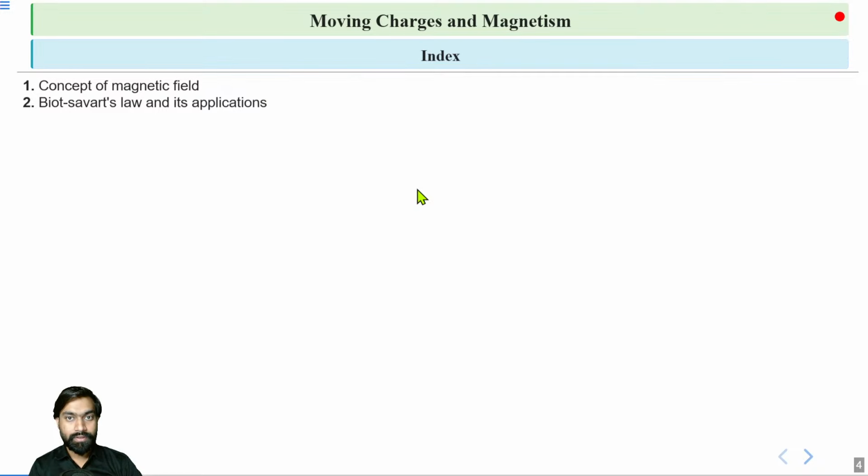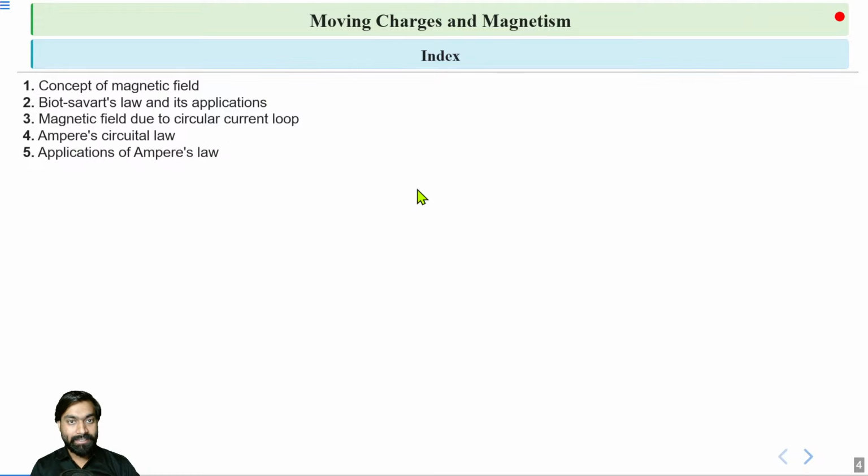After that we will discuss Biot-Savart's law and its applications. Then we will learn magnetic field due to circular current loop. Then we will discuss Ampere's circuital law. Then applications of Ampere's law. After that we will see force on a moving charge in uniform magnetic field and electric field.